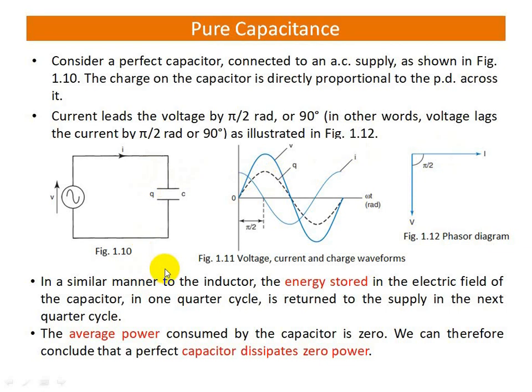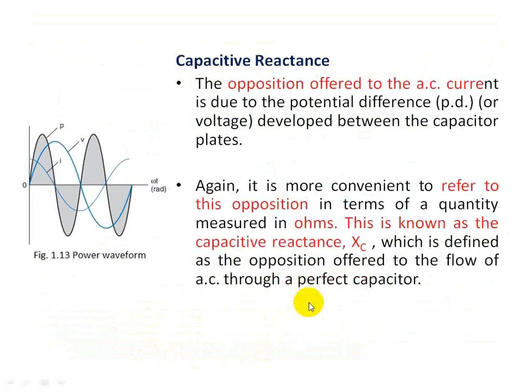In an inductor, you know that the energy is stored in the form of magnetic field, whereas in the capacitance, energy is stored in the electric field. During one quarter of the cycle, the energy is stored in the capacitor. During the next quarter of the cycle, the energy is delivered back to the source. The average power consumed by the capacitor is 0. Therefore, a perfect capacitor dissipates zero power. It means that it will not consume any power.